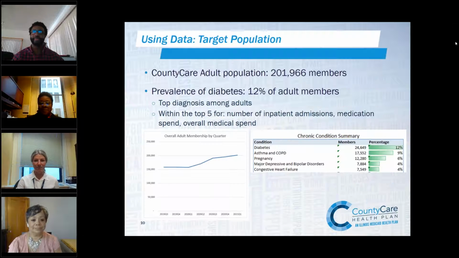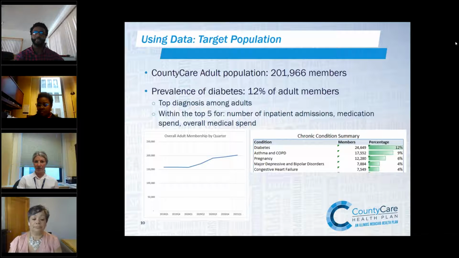Thank you, Dr. Collins. My name is Laurel Chatty, and I'm the Manager of Population Health and Performance Improvement with CountyCare. And as Dr. Collins mentioned, today I'll be talking about some of the health plan initiatives we've taken to address diabetes. So before programs can be implemented, it's important for CountyCare to understand the membership we serve.